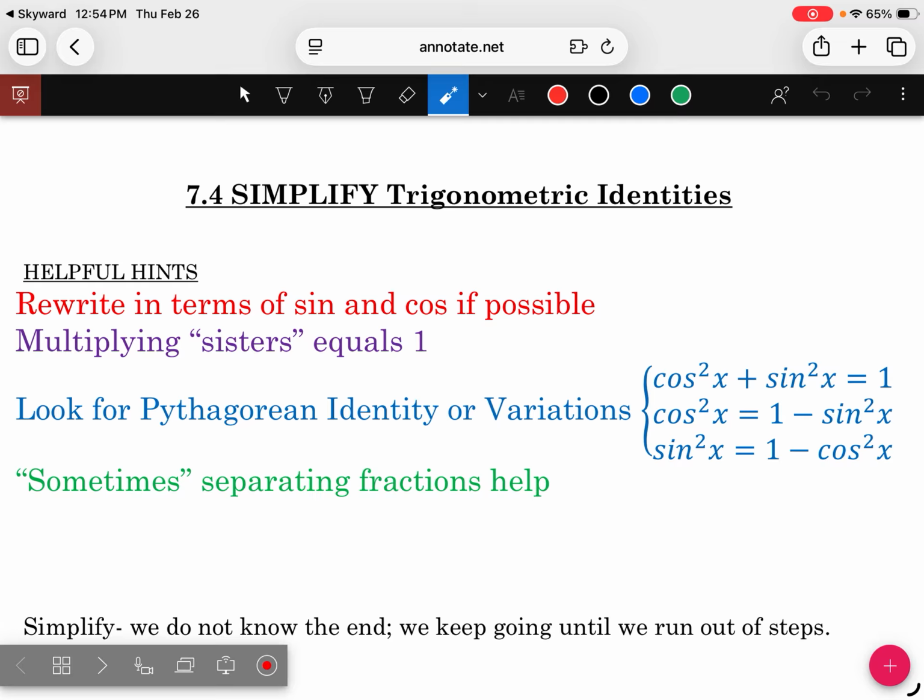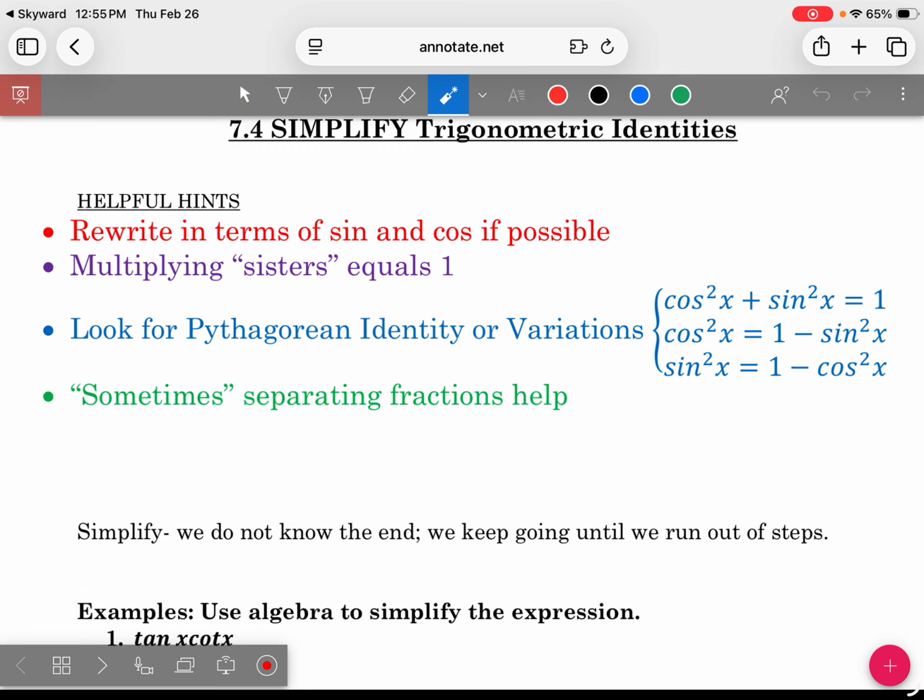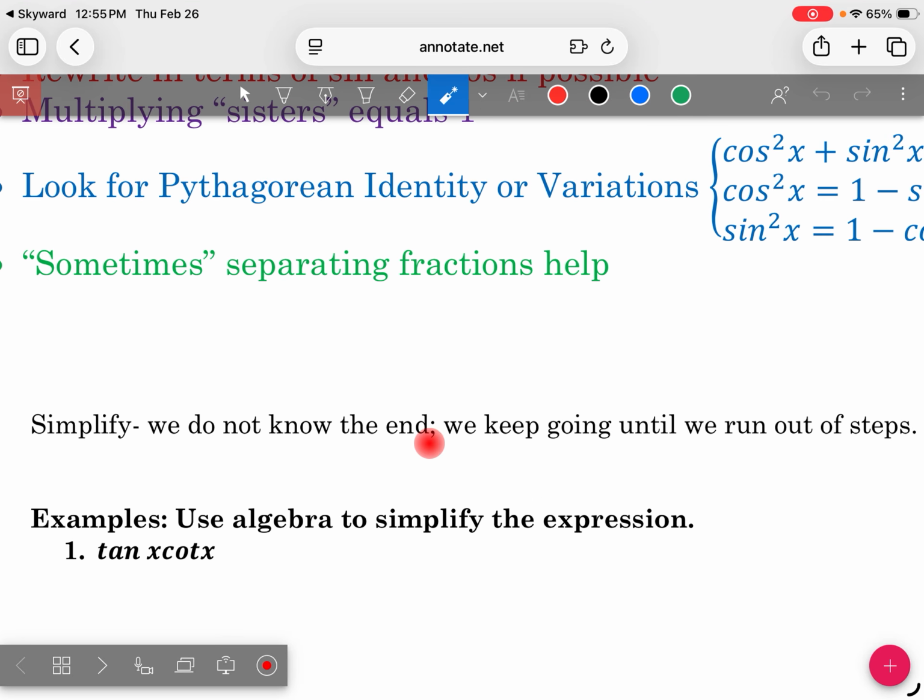We're going to start off with simplifying. There's 2 different types of problems. Simplify. Whenever it says simplify, that means we don't know the end. So I don't know the destination I'm trying to get to. I just keep making turns until I get to a dead end. All right, that's why simplifying can be a little harder.